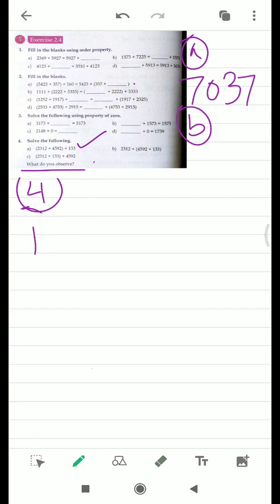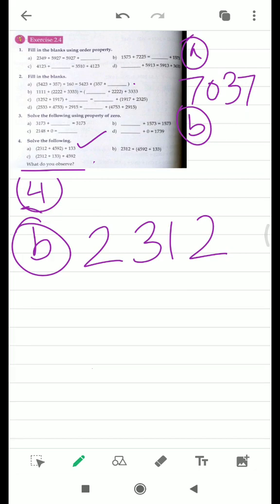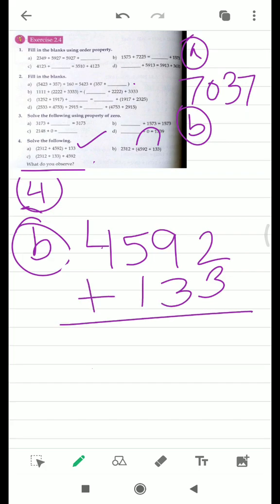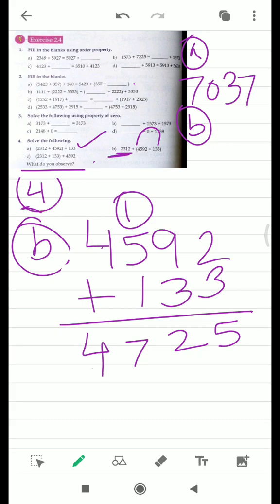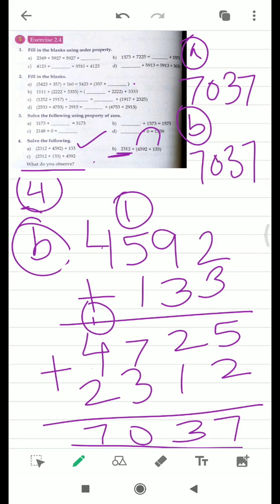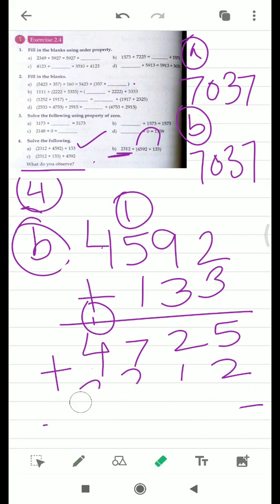Now let's do our B part. 2312. Okay, first we don't need to add them, since you can see the grouping is between these two numbers first. So first we have to add them only. It's 5, 12, 7, this. Now you have to add this one, 2312. Now see what they give you. So it's 7037. So B part also gave us this answer. Right. So let's erase this now and do our C part.